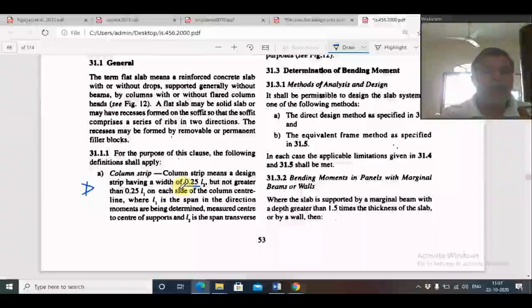Since in this problem we have a panel size of 6 meter by 6 meter, L2 and L1 are equal. Suppose in the examination they ask you to design a panel size of 7 meter by 5 meter, then you have to calculate 0.25 into 7 and 0.25 into 5. The least among these two values can be used for the width of the column strip.